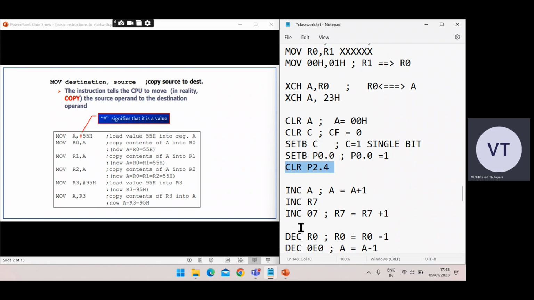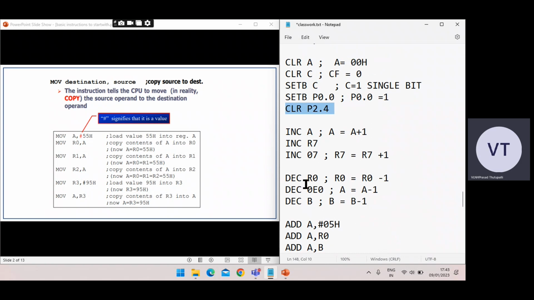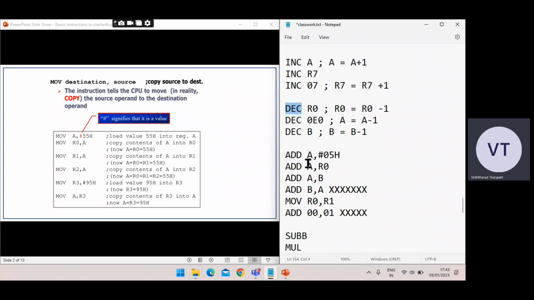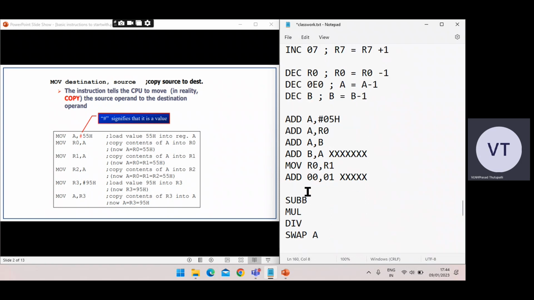INC is to increment the register content by 1. Decrement, DEC, is to decrement the register content by 1. ADD is the instruction to add a particular register content, register value, or one value directly to the accumulator, or a register value with the accumulator, or two register contents you want to add. So ADD is the instruction.